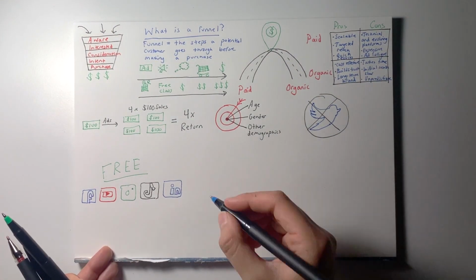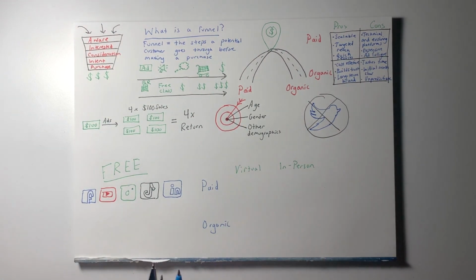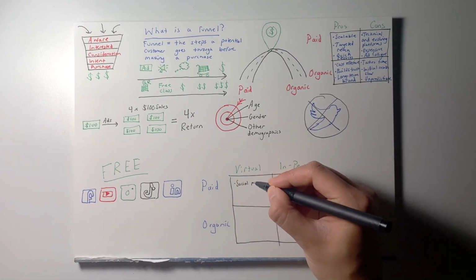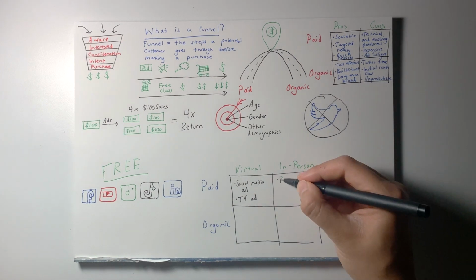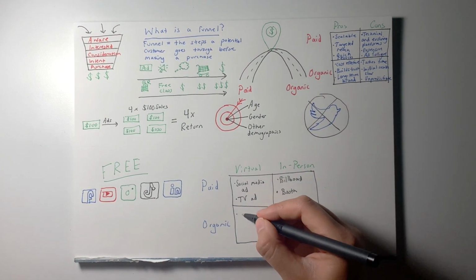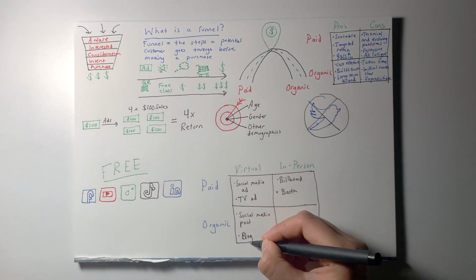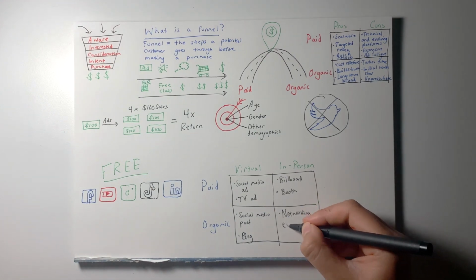One last thing I want you to realize about paid and organic is that they both can take place virtually or in person. A couple examples of a paid virtual funnel is a social media ad or a TV ad. A couple examples of a paid in-person funnel include a billboard or an event booth. A couple examples of an organic virtual funnel include a regular social media post or a written blog, and an example of an organic in-person funnel is a free networking event that you attend.